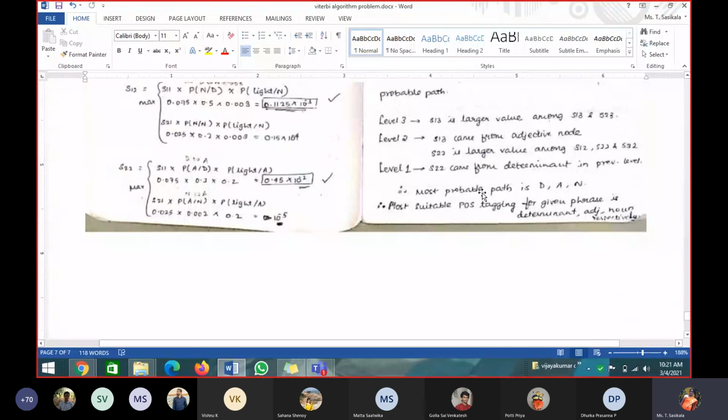What is the final most probable path? Determiner, adjective and noun. DAN. Finally, you have to conclude. So the most suitable POS tagging for the given phrase, the light book, is determiner, adjective, and the noun. This is how you have to conclude it.